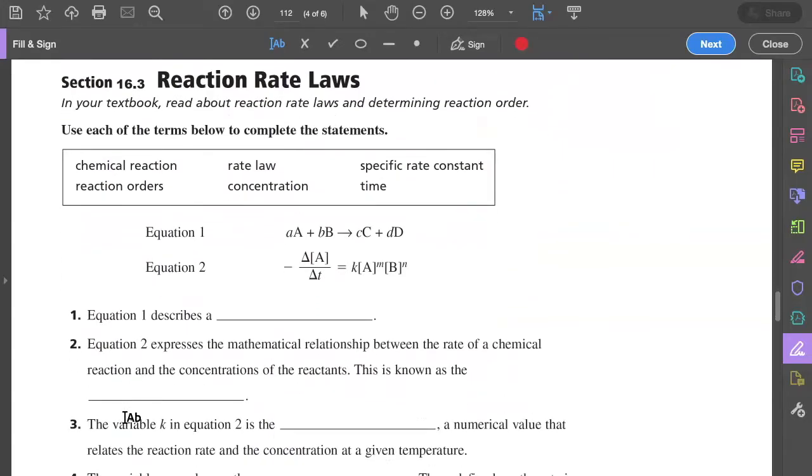All right. 4th page, Section 3, Reaction Rate Laws. We use each of these terms below to complete these statements. And here we have equation 1 that represents a generic reaction for us. And in equation 2, we can see two ways of expressing the rate. The rate can be expressed in terms of the negative of the change in reactant over time, or notice it can also be expressed in a rate law. Remember, these two are on the same team, aren't they? This is the rate, and this is the rate.